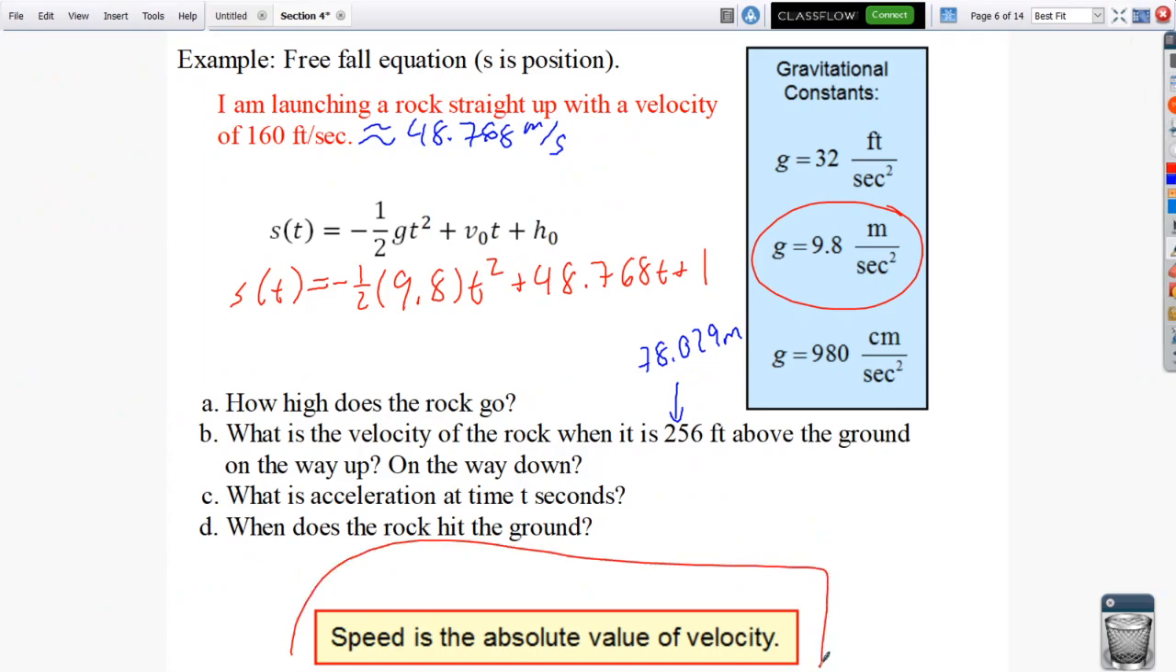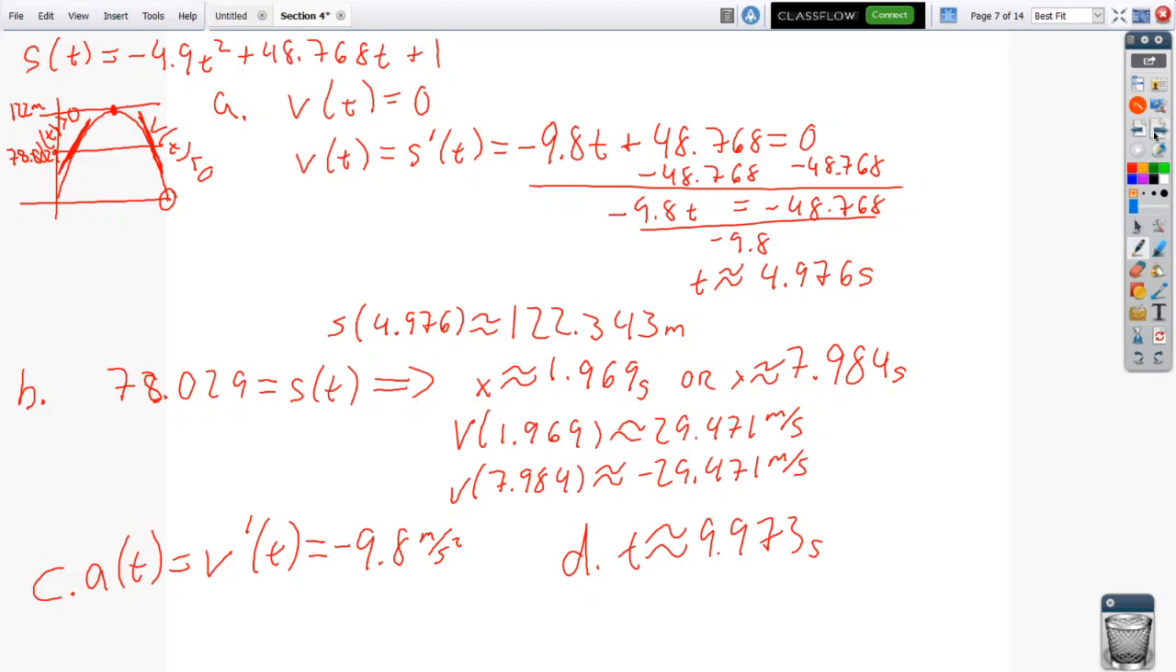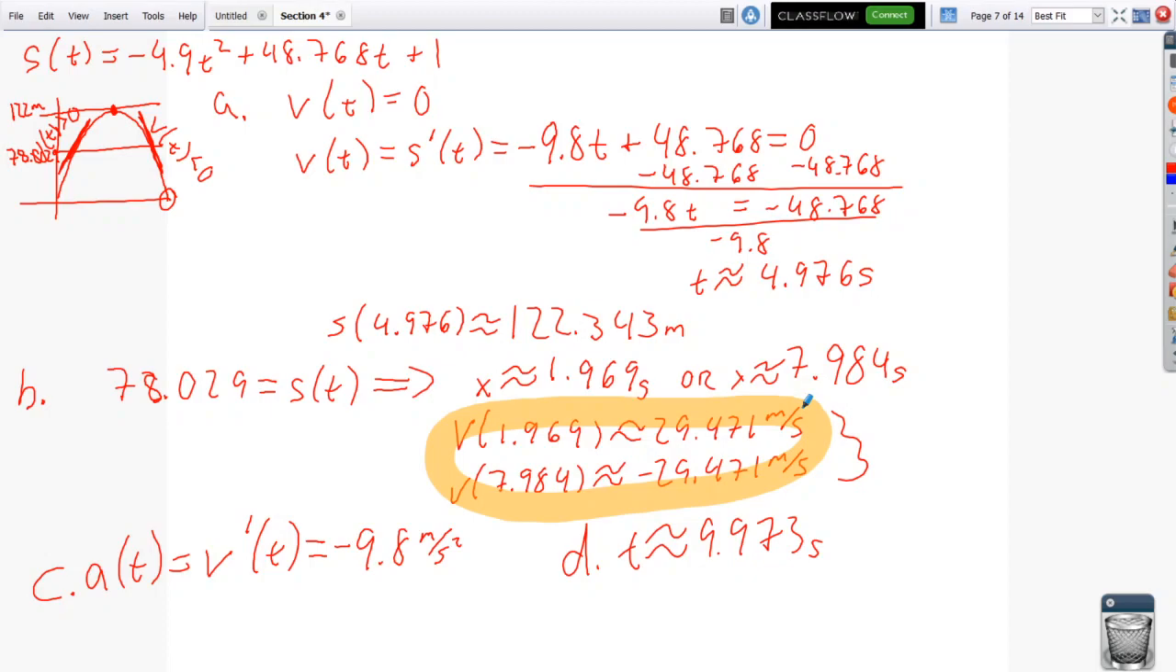Now there is one little thing that I slide in here at the end. Speed is the absolute value of velocity. So speed comes into play right here on part B, where we found out that the speed at 1.969 seconds was the same as the speed at 7.984 seconds. So the speed was the same, but we had exact opposite directions. This is why when we talk about velocity, we have a vector quantity. When we talk about speed, it is just a magnitude.